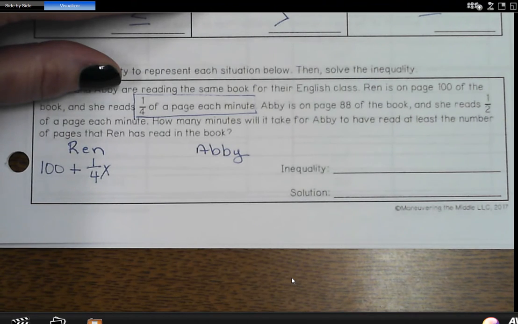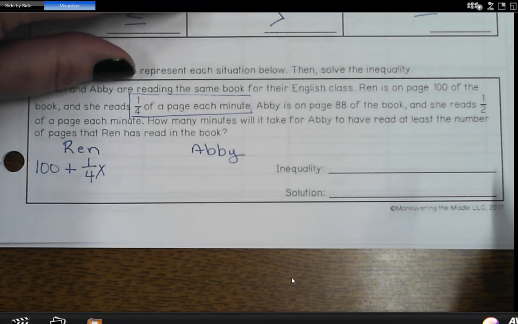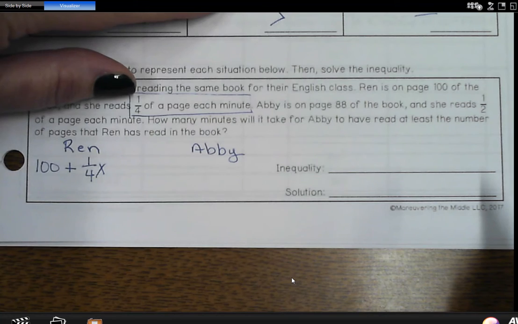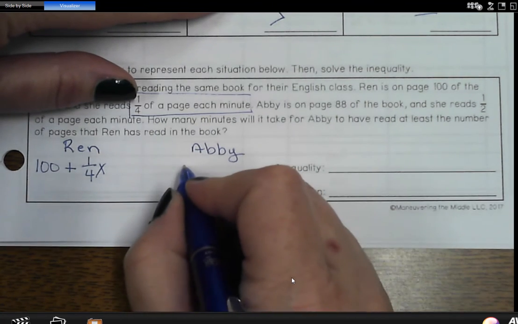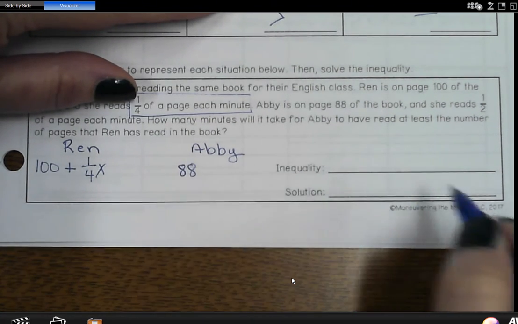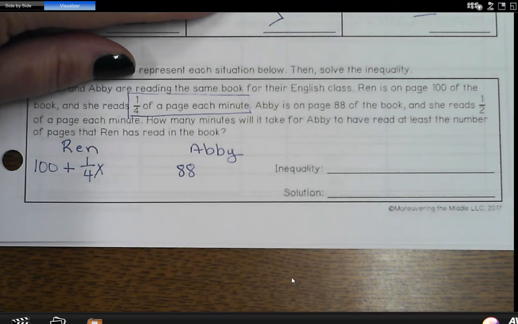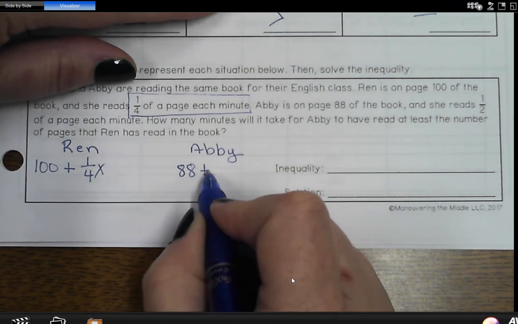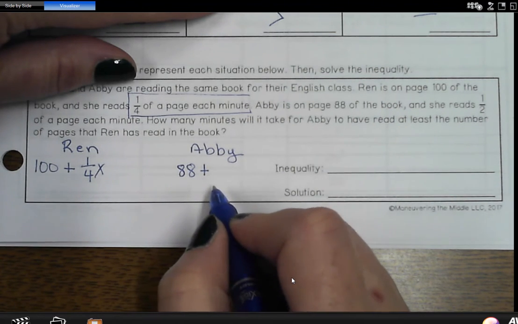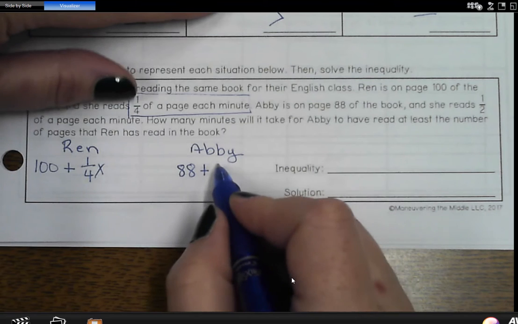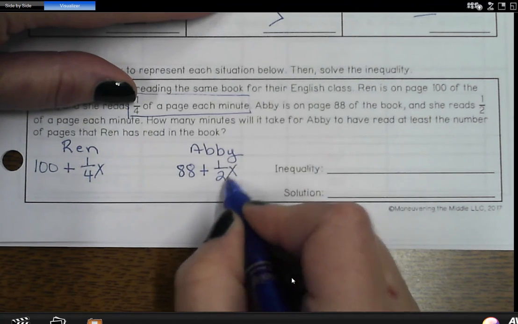Now let's look at Abby. Does Abby have a starting place? 88. And she is doing what? Is she adding or subtracting to that? She's adding. And what is she adding? 1/2 x.